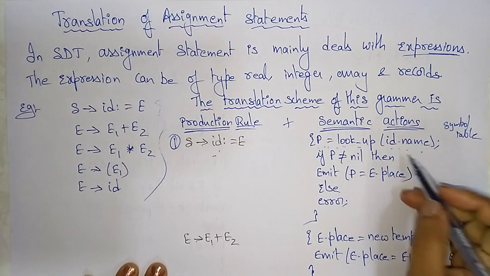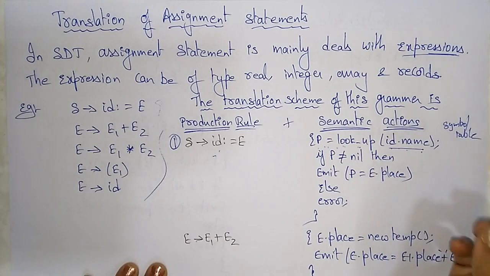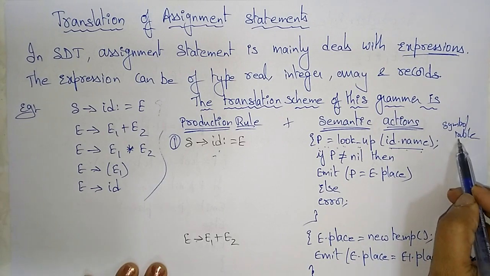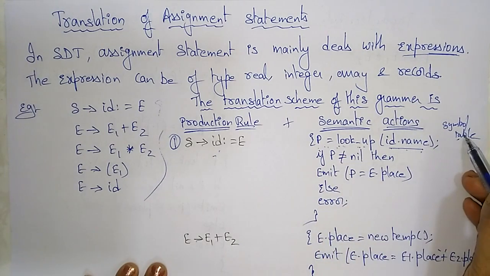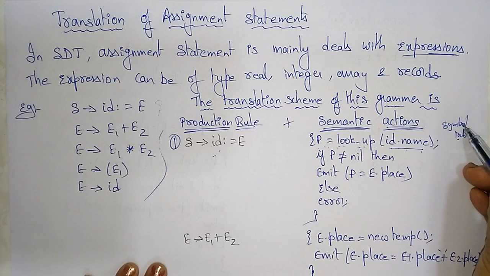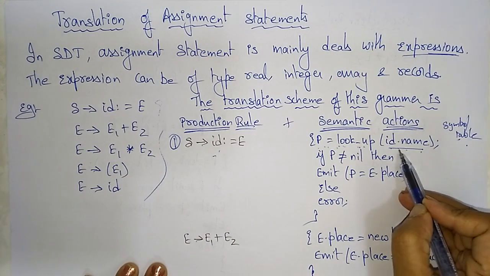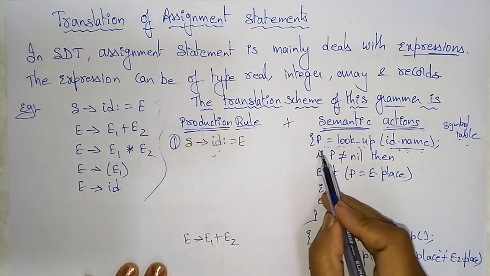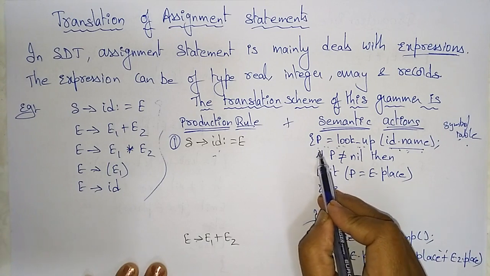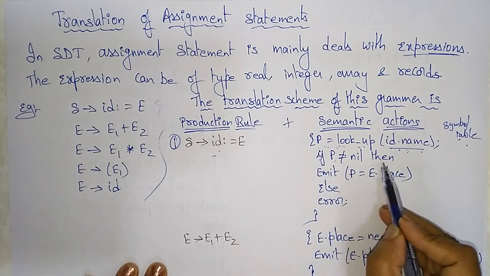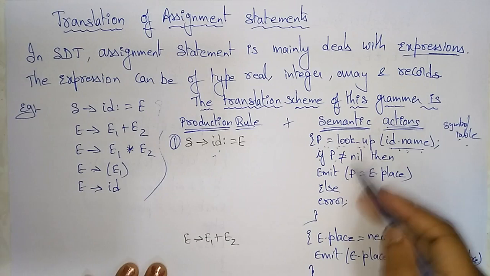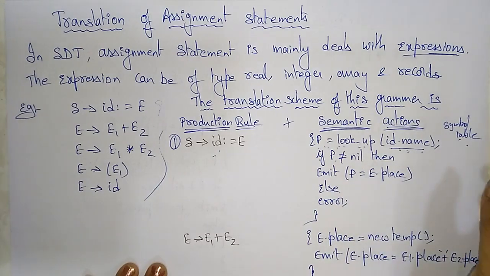So don't be confused. Id dot name is present in some way, so a value will be there in the symbol table. Lookup means you have to go to the symbol table, where the value will be assigned to id dot name, and that value will be assigned to P. Suppose P is not null, meaning some value is present, meaning id dot name is present in the lookup table.